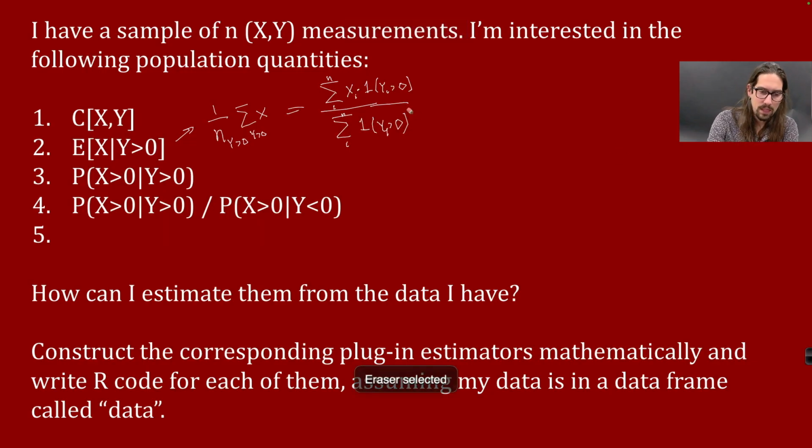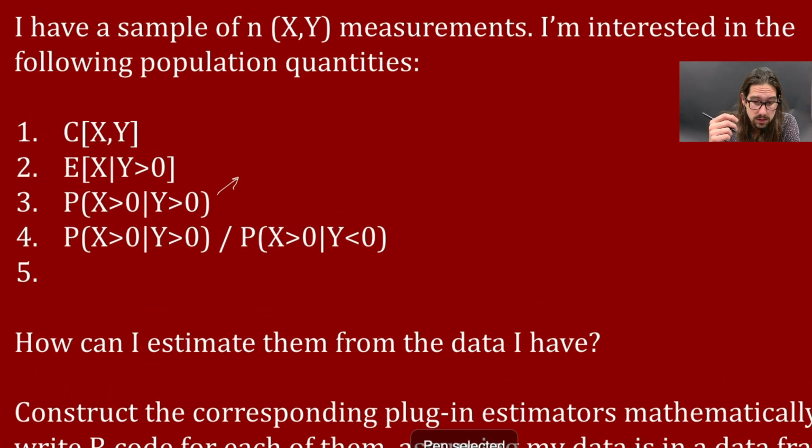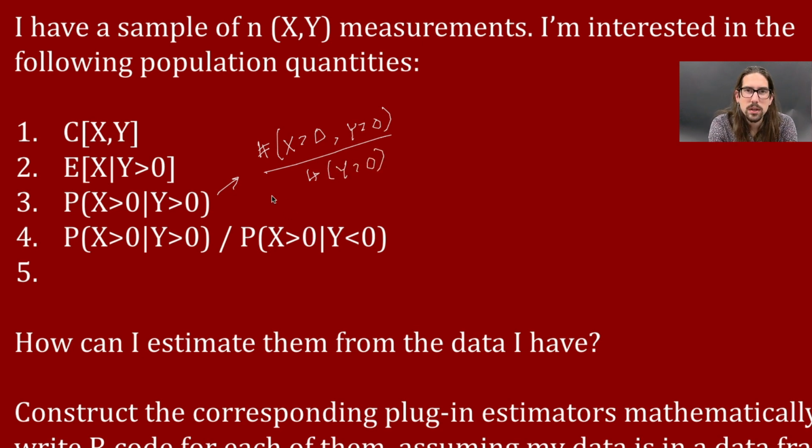Okay, so next up, let's do the plugin for this probability: the probability that x is greater than 0, given that y is greater than 0. From week 1 or 2, you know how to do this with the population data already, right? This is just the number of people where x is greater than 0 and also y is greater than 0, divided by the total number of people where just y is greater than 0 in the population. So all we need to get the plugin estimator is to compute this for the sample.